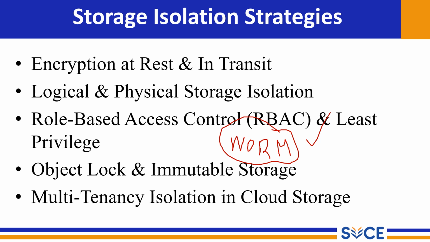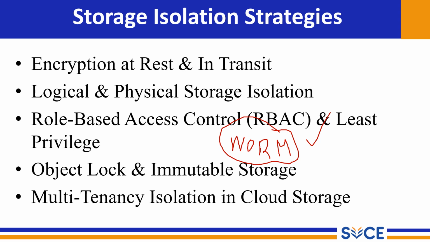Next one is multi-tenancy isolation in cloud storage. Here we use separate data encryption keys for each tenant, and we use containerized storage solutions for better isolation. These are the common strategies used in storage. Apart from that, there is one more thing called backup and disaster recovery strategy, which uses cross-region replication for high availability, and we can use air-gapped backups to prevent cyber threats. So these all come under the storage isolation strategies.